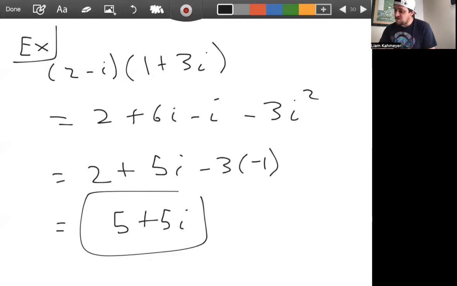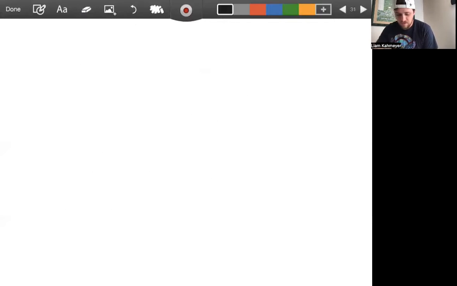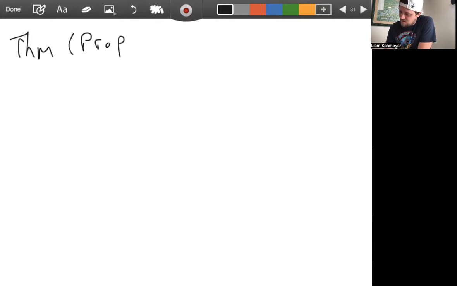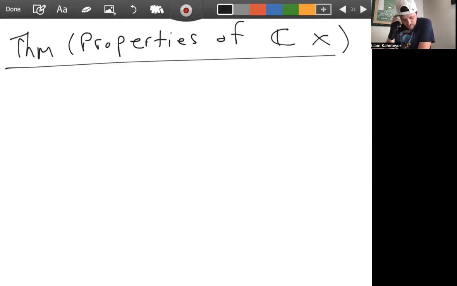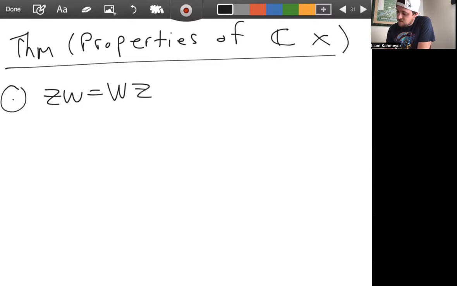Let's look at some properties of the product of two complex numbers. So here's a theorem: properties of complex multiplication. Again, I would challenge you to prove these yourself. We have that complex multiplication is commutative, meaning zw is wz. This is commutativity.